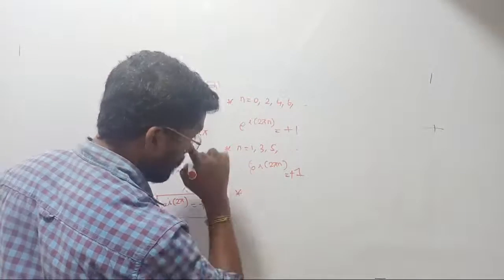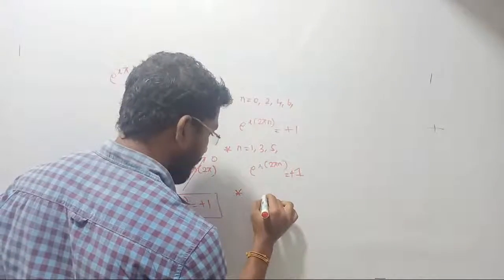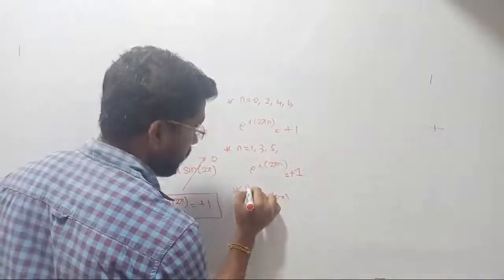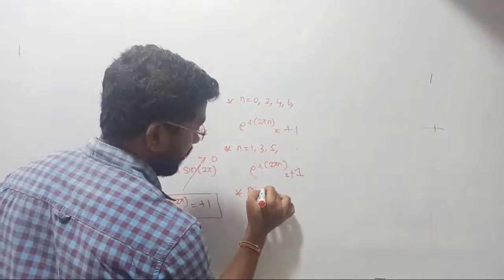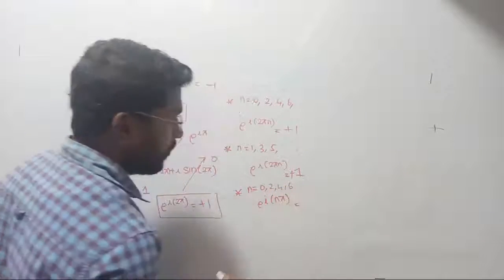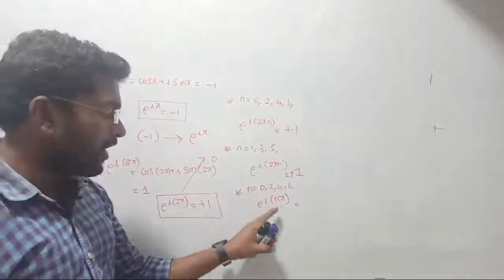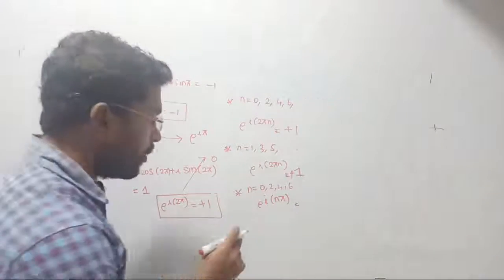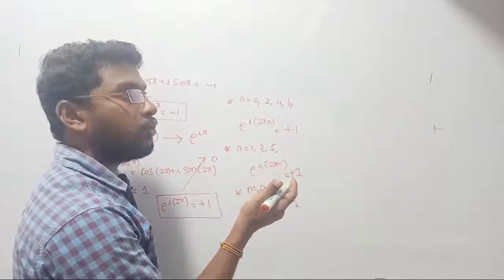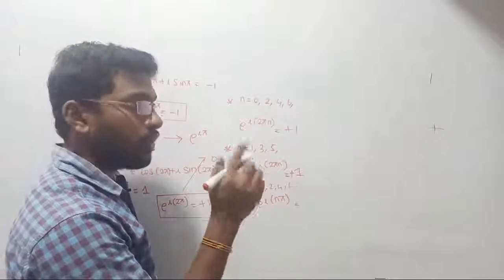Let me consider e power I times n times pi, and let's see what happens. Repeat the same thing. Let us consider even values of n: 0, 2, 4, 6, etc. Substitute. What is the equivalent value? If I consider e power 0, that becomes 1, right? And then if I substitute 2, we get 2 pi. Again cos 2 pi plus I into sin 2 pi. Sin 2 pi is 0, cos 2 pi is 1.